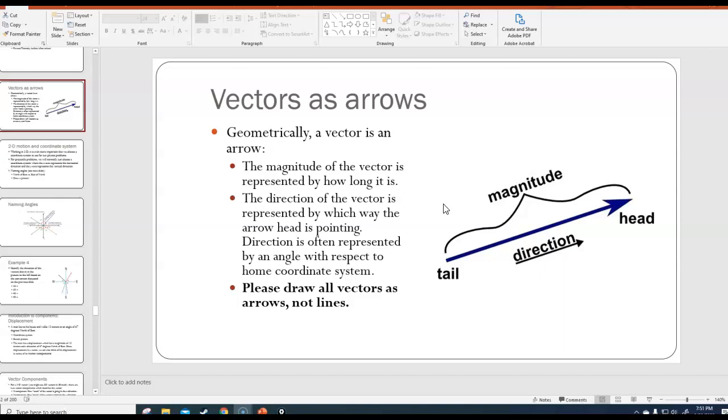The direction is also often represented by an angle with respect to some coordinate system, as we'll see. Now please make sure that when you're drawing all vectors, including vector components, you draw them as arrows and not as lines. A lot of people get in the bad habit of drawing vectors as lines rather than arrows, but the direction is important because that's what separates a vector from a scalar. So the direction of the arrowhead is crucial.